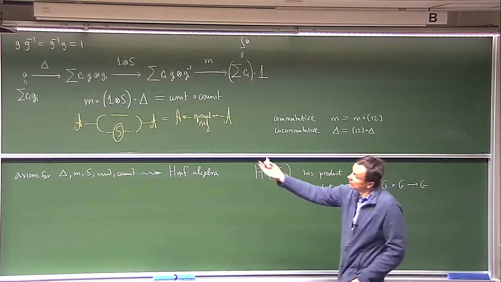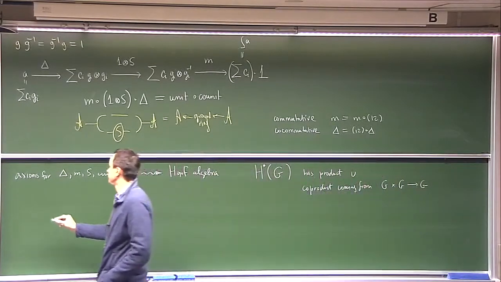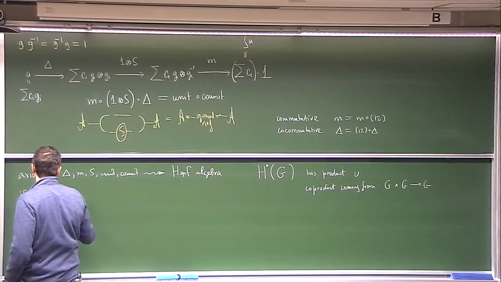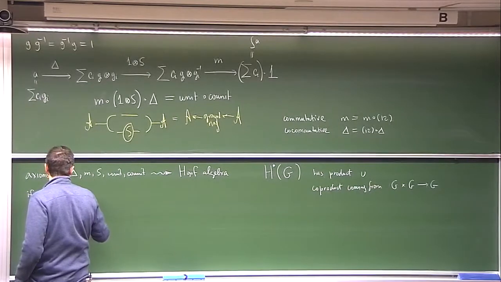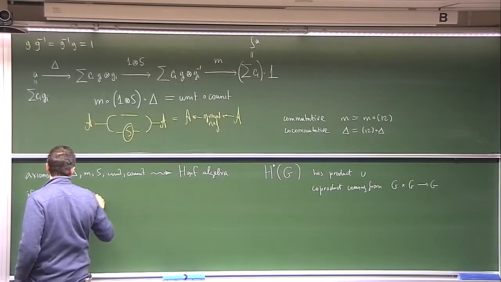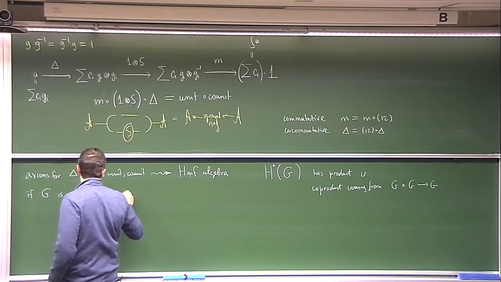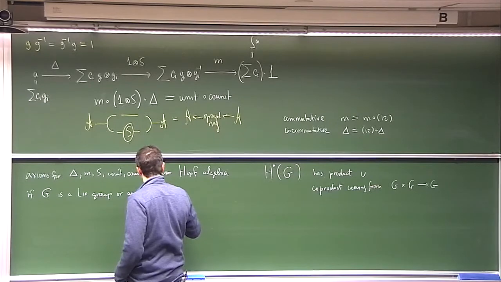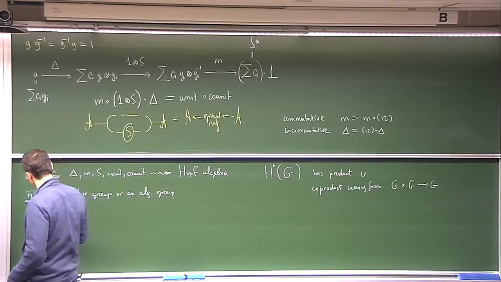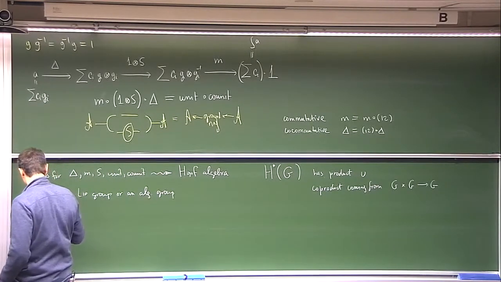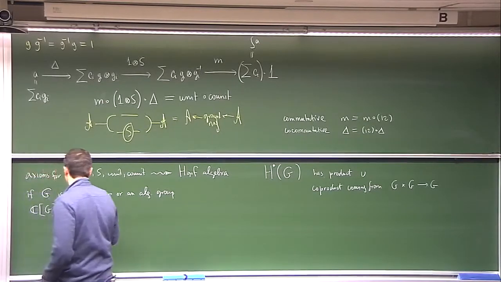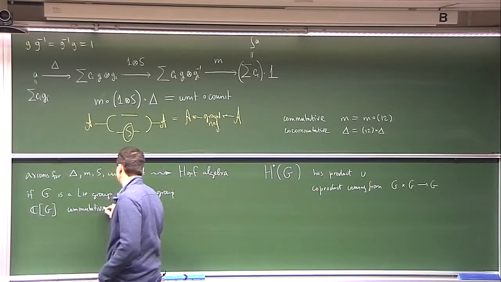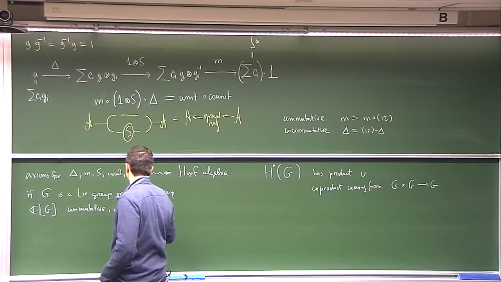Now, an infinitesimal analog of a group algebra. So if G is now a Lie group or an algebraic group, then, like I said, the regular functions on the group are commutative and non-co-commutative.